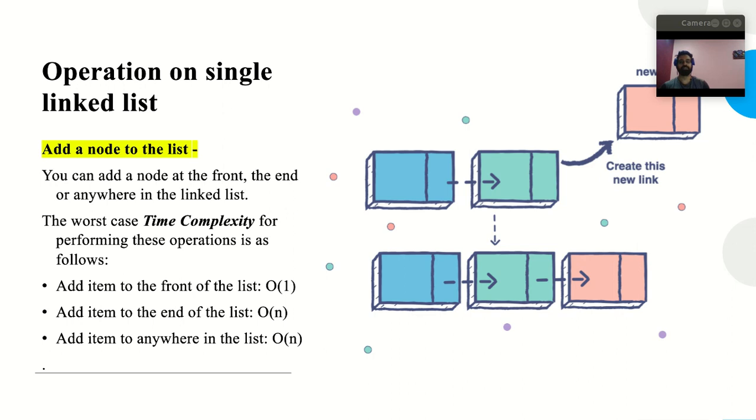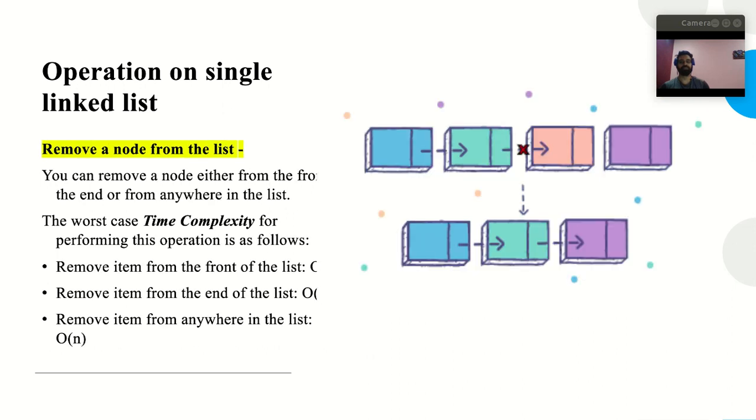Now let's see the next operation which we can do. We can also delete an element. We can remove a node either from the front or from anywhere in the list, right? So how can we do this?